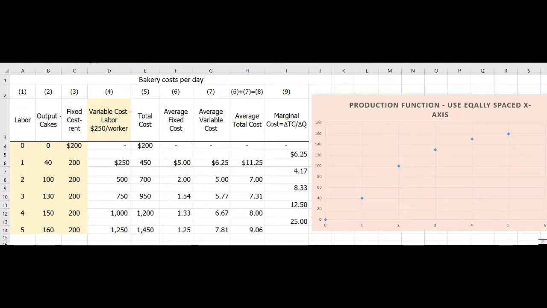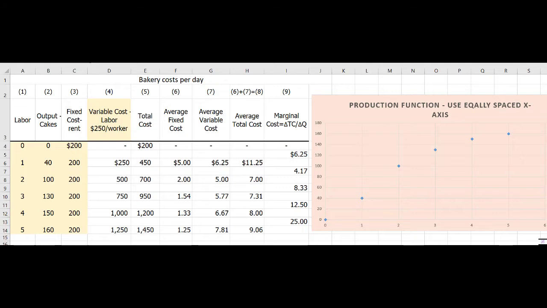Now let's look here at the third column. We have rent, and the rent is a cost of $200 a day. You can think of that as a fixed cost. It's fixed for the floor space, and also you can think of it as fixed for the equipment that's there. And that's what the rent is being paid for. It's $200 a day, it doesn't change. The variable cost is $250 per worker. That is constant. So every time you hire a worker, it's going to cost $250 per day.